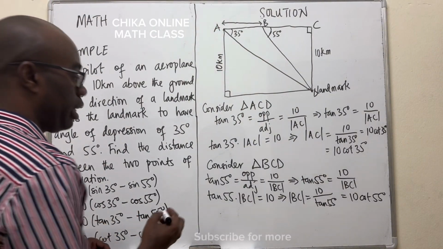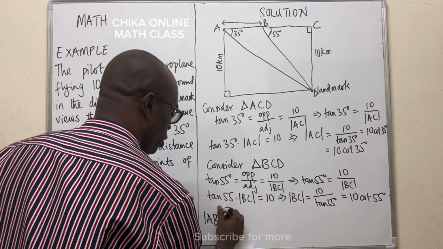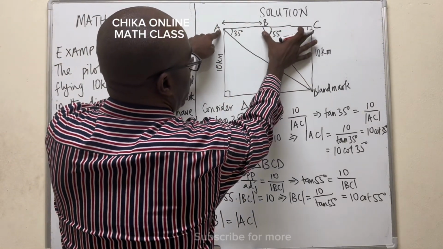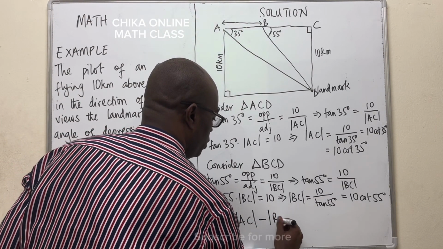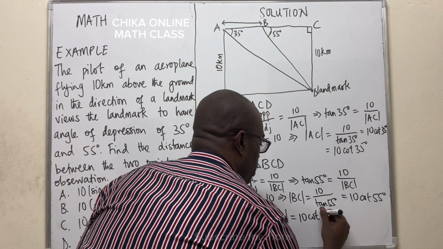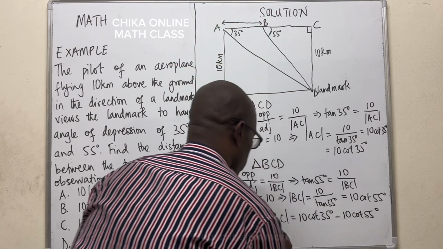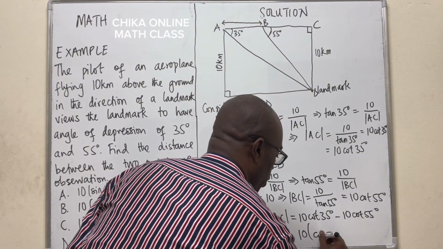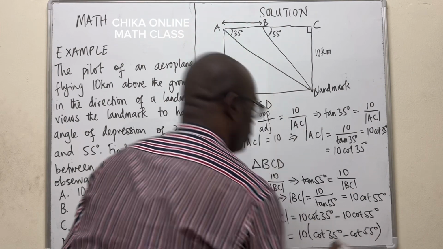Now, remember that side AB is equal to the whole of AC minus this part BC, which will give you AB. So AB equals AC minus BC, which is 10 cot 35 minus 10 cot 55. So 10 is common. Factorize that 10. So you have cot 35 degrees minus cot 55 degrees.